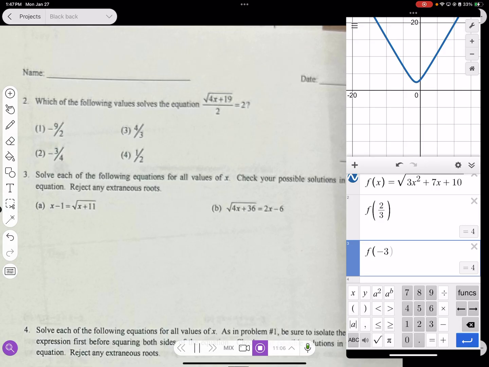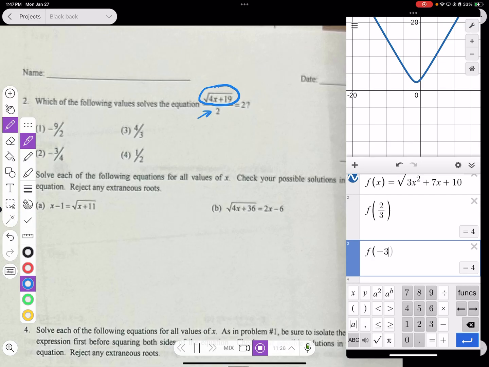So this is like, when you saw me checking my answers, that's what this problem is. Which of the following solves this equation? So you could substitute in, use your calculator to help figure out, hey, if I put in -9/2 for x, does it give me a 2? Or we could just try and solve it real quick. So remember, the radical's got to be alone on the left side, and it's not. It's divided by that 2. So I'm going to go times 2 and undivide it by 2.